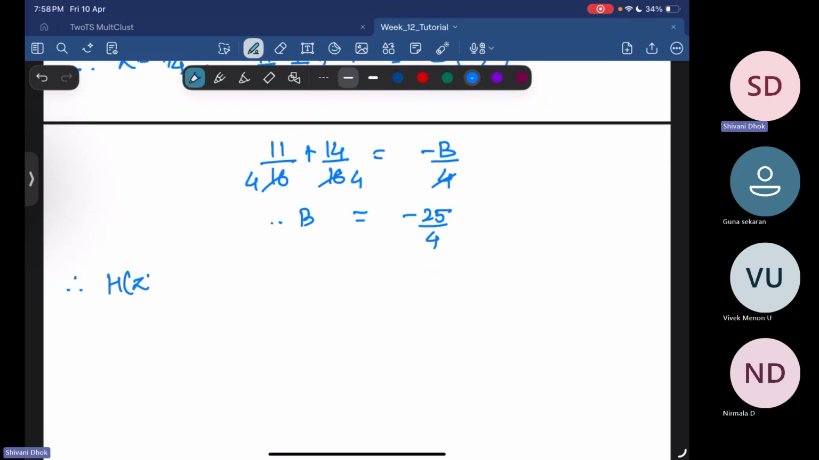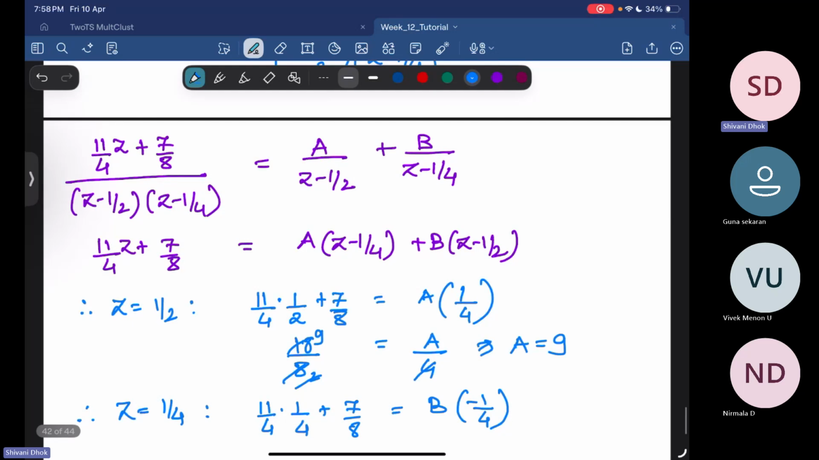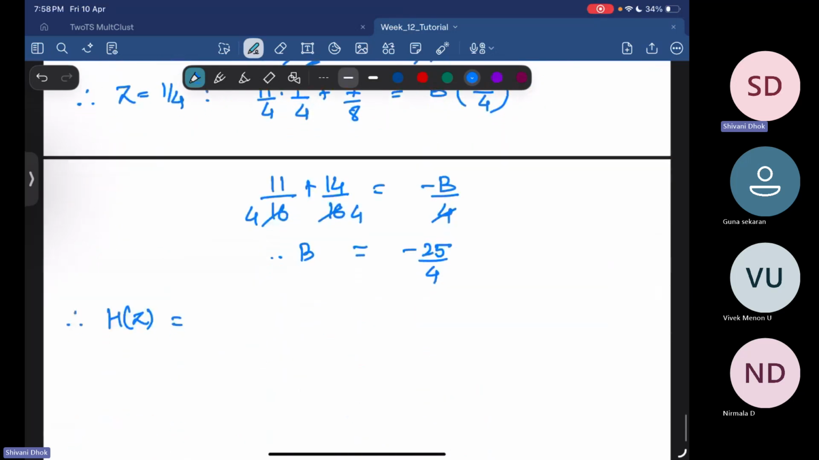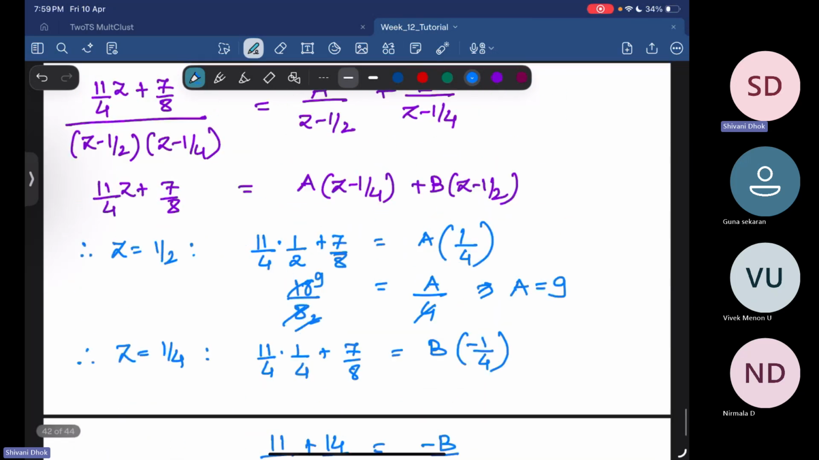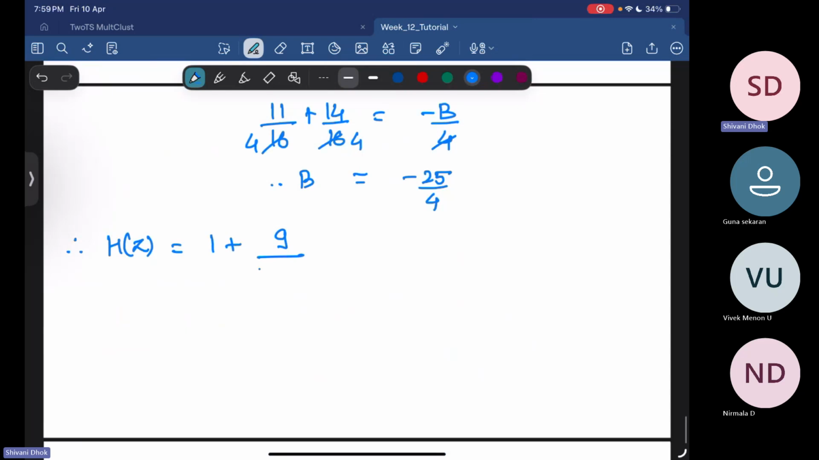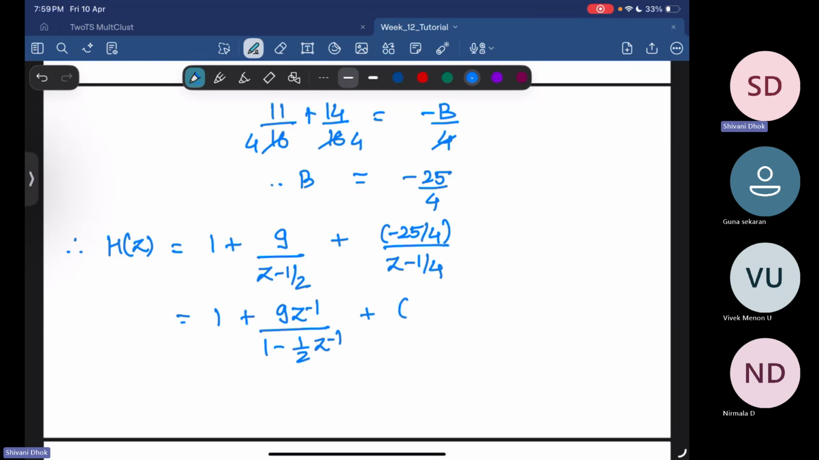Therefore H of z comes out to be equal to 1 plus, A is 9, upon z minus half, plus minus 25 by 4 upon z minus 1 by 4. Now I can again write this as 1 plus, multiplying numerator and denominator by z inverse, 9z inverse upon 1 minus half z inverse plus minus 25 by 4 z inverse upon 1 minus 1 by 4 z inverse.